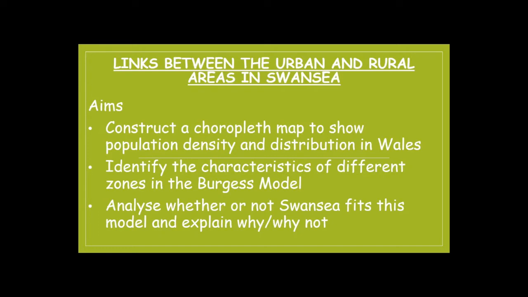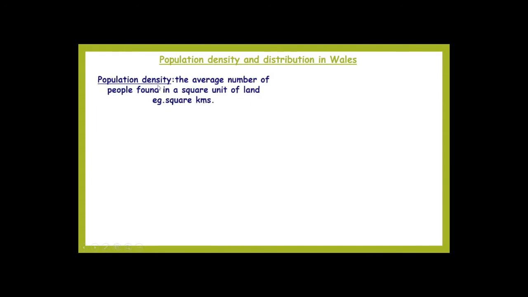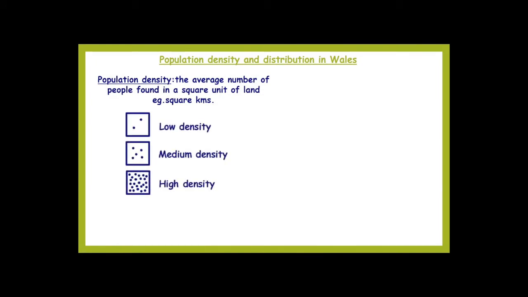Okay, so we're going to look on a national scale first of all at the whole of Wales. So, population density and distribution in Wales. We're going to look at what these two terms actually mean first off. Okay, the population density, it's the average number of people found in a square unit of land. So it could be the average number of people per square kilometre, the average number of people per square metre. So you take the number of people in an area and you divide it by the size of the area to give an average figure.